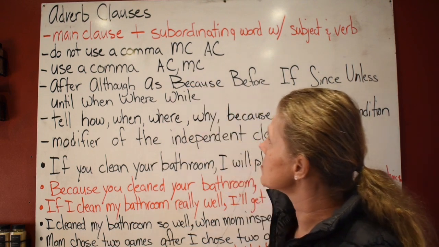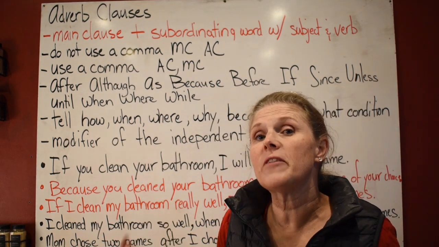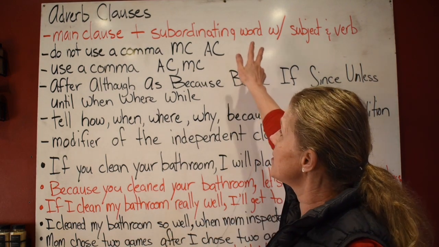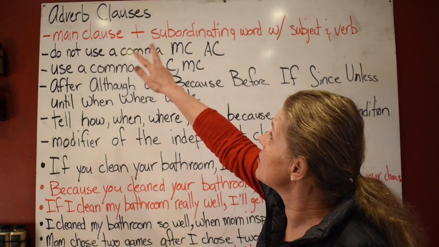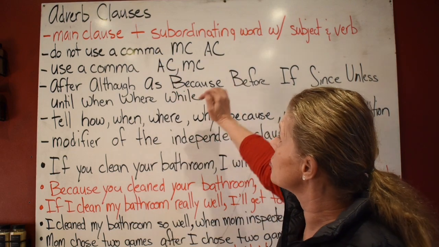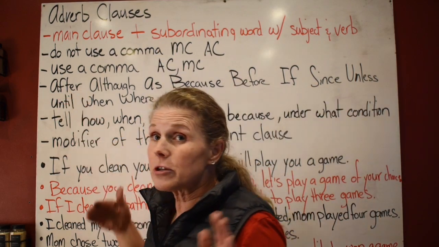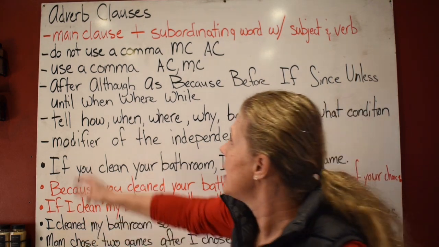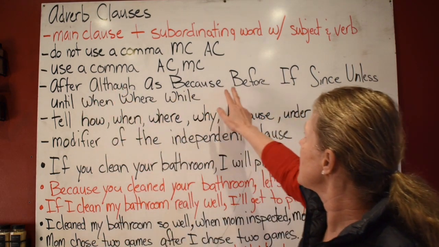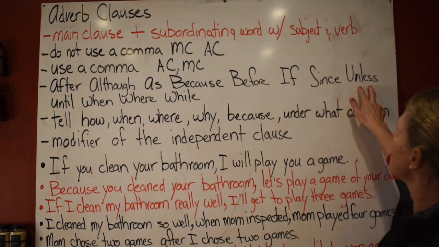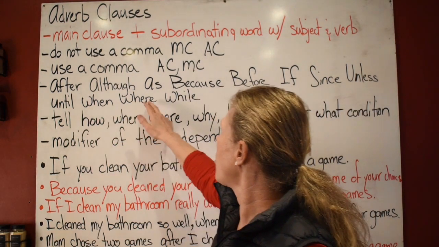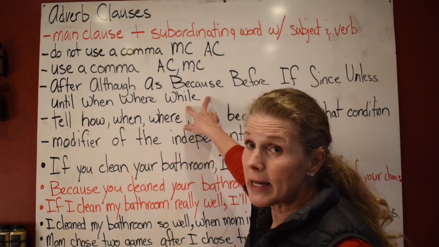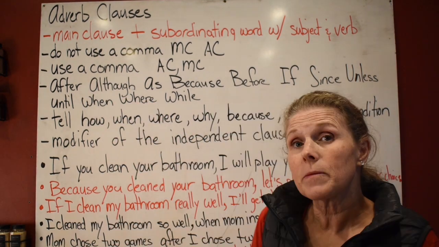Those are comma rules. So these are some of the very main words that you use when you want to use a subordinating word. You're causing everything to be an adverb clause when you're doing this. There's more out there, I just use the main ones that we see and use. After, although, as, because, before, if, since, unless, until, when, where, and while. Okay, you guys say it. Memorize these. They need to be memorized.